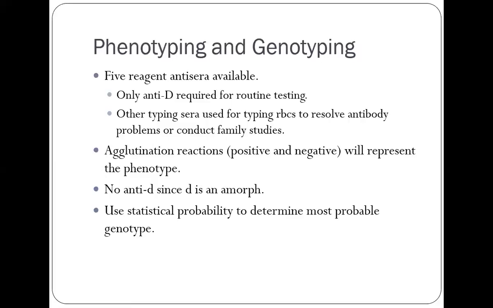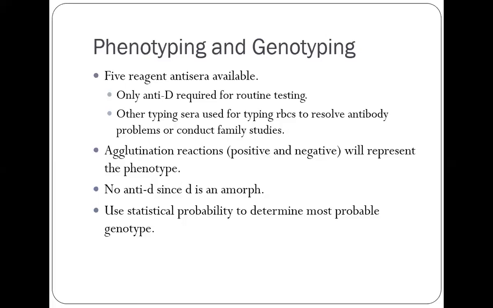So there are 5 reagent antisera available: anti-big D, anti-big C, anti-little c, anti-big E, and anti-little e. Only anti-big D is required for routine testing, and you will see that because it's included in the forward type of our blood typing procedure. The other typing sera are used for typing red blood cells, whether it's to resolve an antibody problem, to antigen type, or to conduct family studies.